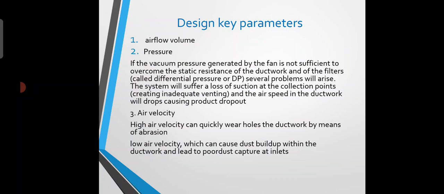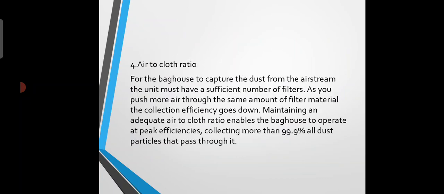Air velocity. If the air velocity is high, it creates a hole in the dust bag due to abrasion. If the air velocity is low, it causes dust buildup within the duct and leads to poor dust capture at the inlets. So we have to choose a velocity that is optimum inside the bag houses.